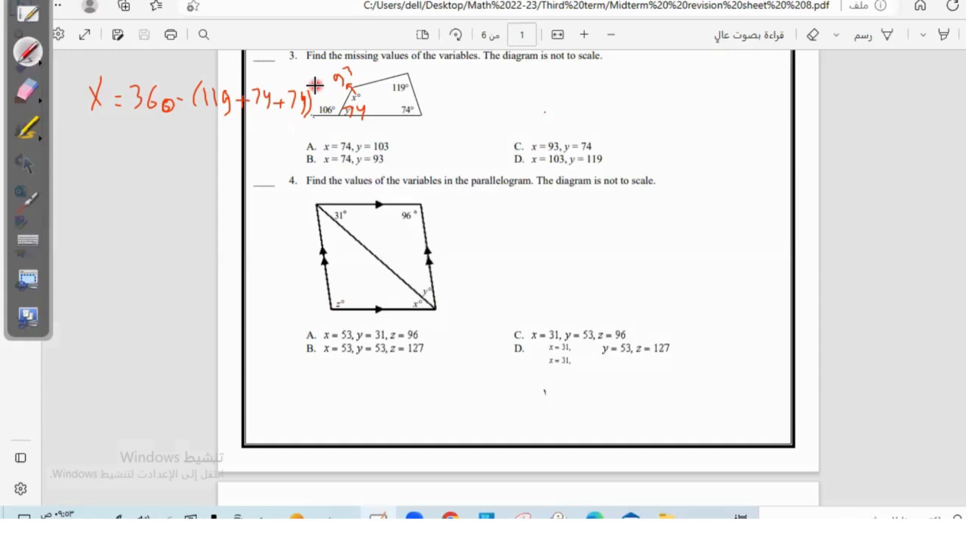Now, guys, what about the answer here? X equals 93 and Y equals 74. So the answer is going to be C. Now number 4.